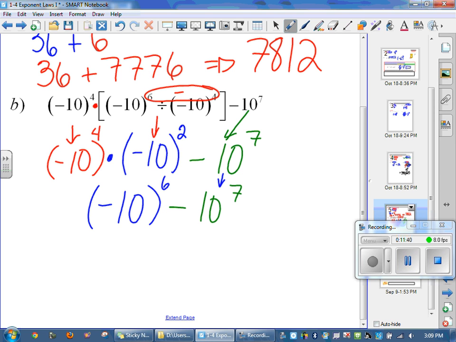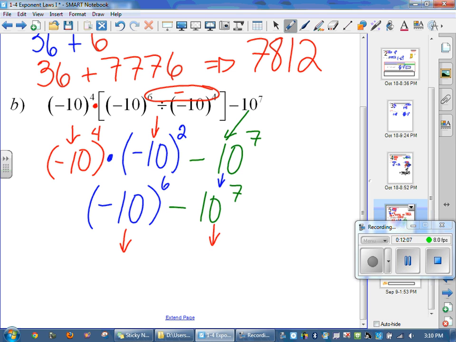Now, my base is the same, negative 10. Am I able to add those exponents? No. Good work. How come? Good, because first of all, this is subtracting. Subtracting and adding, I cannot use my rules. Only multiplying and dividing, I can use the rules. That means you have no choice but to solve them each separately and then subtract their answers.